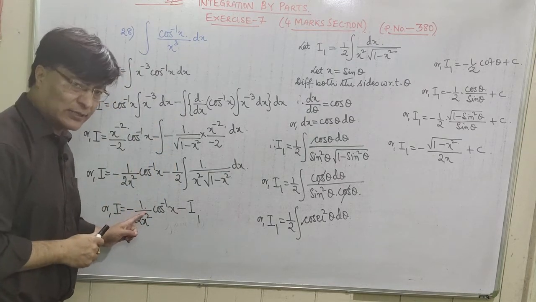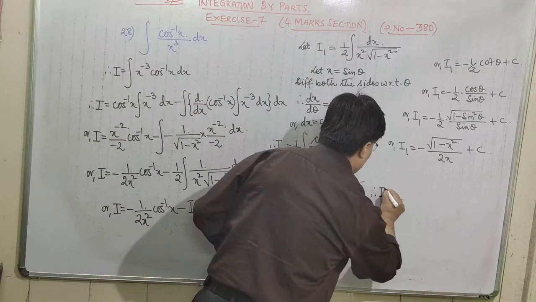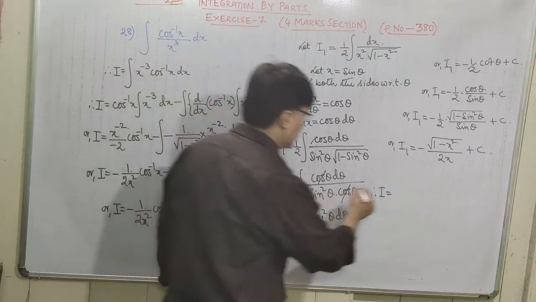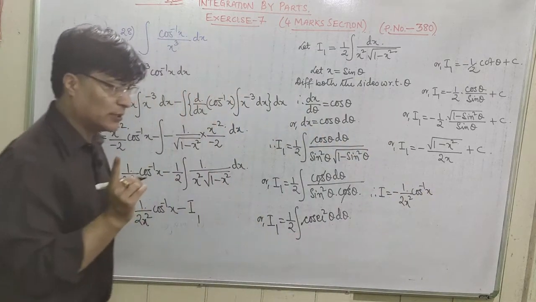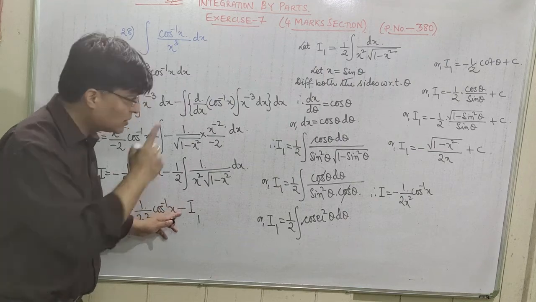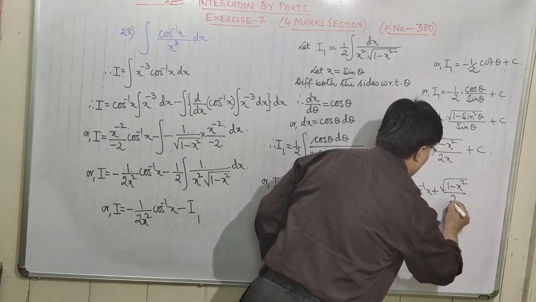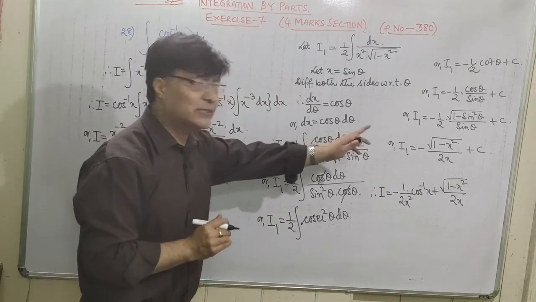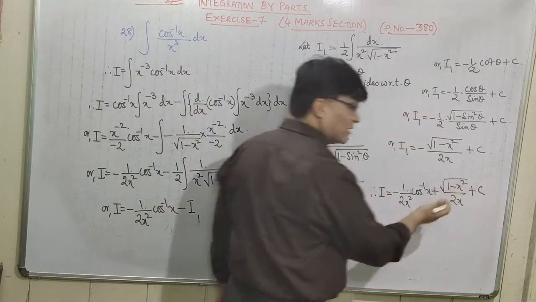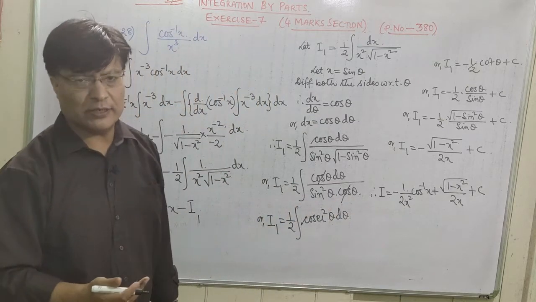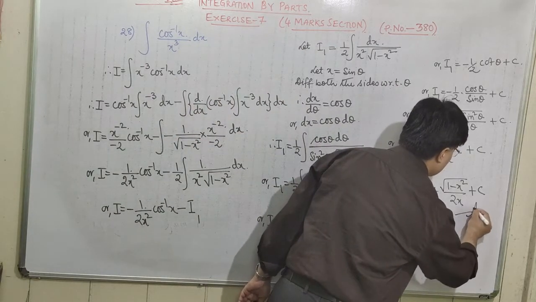But this is the value for only I1. You have to get the value for I, isn't it? So let us put this value for I1 in I. Therefore I is equal to, the first term here is minus 1 upon 2x square, then cos inverse x, right? There is minus I1, because of this minus, the sign will be changed. So minus into minus will be plus, root over 1 minus x square upon 2x. Then plus c. We can write minus c or plus c, since c is only the constant of integration. So this is the final answer.